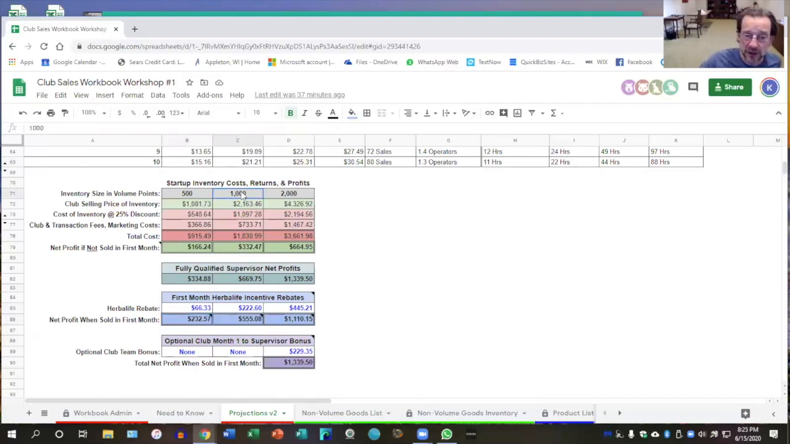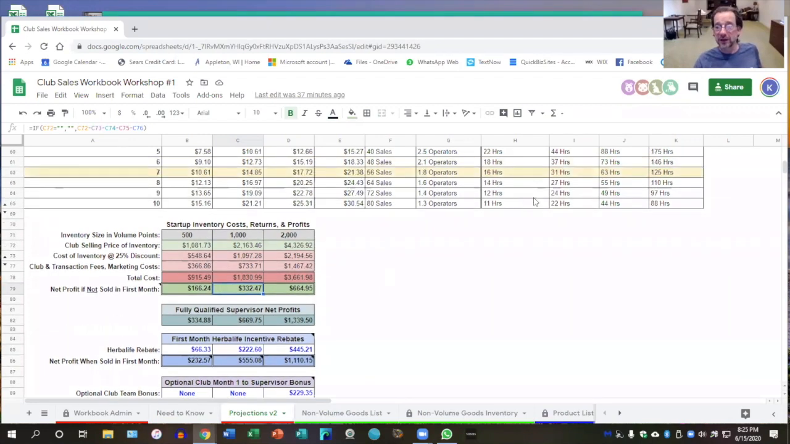Okay? So here's the other thing, Susie. If you go and you get 1,000 volume points and you sell it before the end of the month, now instead of making $332, they're going to add an additional $222 for the exact same work and the exact same sales. You're now going to make $555 instead of $332. You got to do it by the end of the month. Do you think you can put in 31 hours before the end of the month? Well, of course you can. That's 10 hours a week.